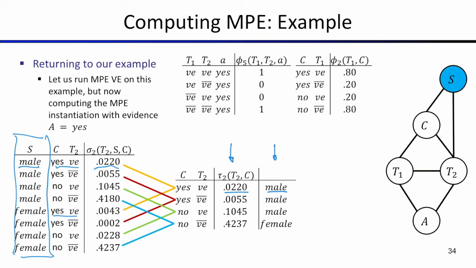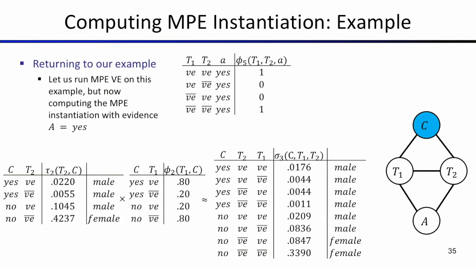And now we're gonna move on with the process, and the next variable that we're gonna eliminate is C. So we continue the process of eliminating variables. We look at all the factors that mention variable C, and the factors are the tau2 that we have just generated, and the phi2 that is one of the original factors that we have in the Bayesian network. And we're going to multiply those two factors together. But we need to be a little bit careful when we do this.